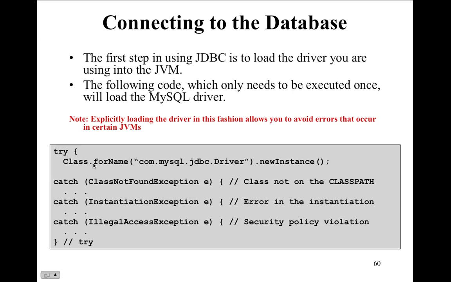So step number one would be to load the driver. And loading the driver, what we're looking at is creating a new instance of the driver object. The driver object is given for us. So we download this jar file, and we put this jar file in our Java packages in the directory where we've installed Java. And this com.mysql.jdbc.Driver is the key right there that loads the driver, which is not too bad, actually. And then you can do some exception handling to see if the driver is there, if there's an error in the instantiation, or if there's any violation of a security policy or anything of that nature.